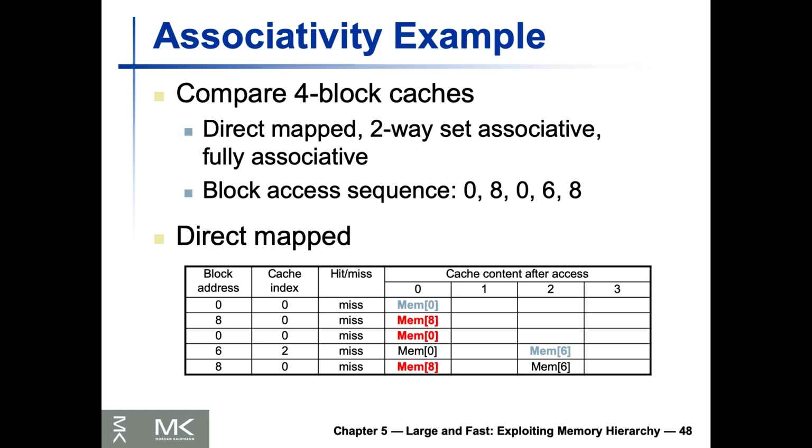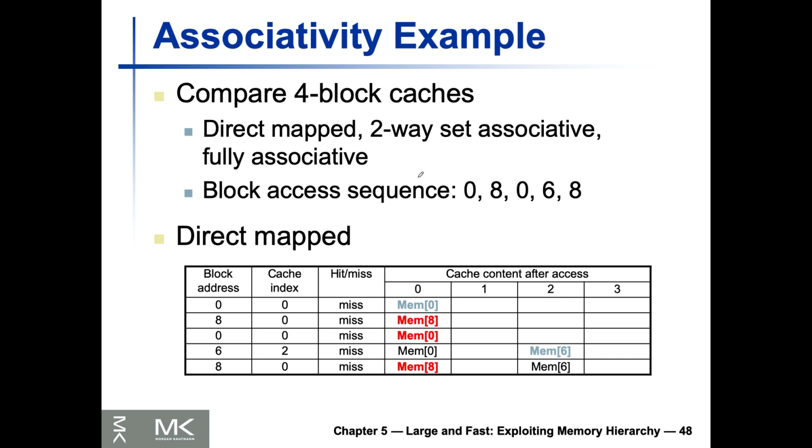You have a 4-block cache, and we want to compare a direct mapped, a two-way set associative, and a fully associative cache. The block access sequence is 0, 8, 0, 6, and 8.